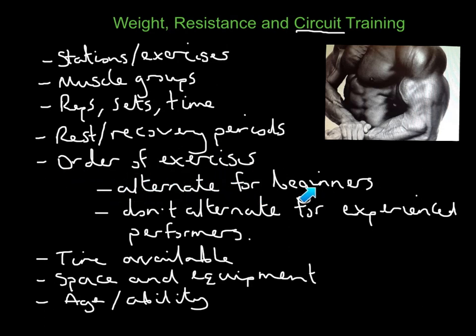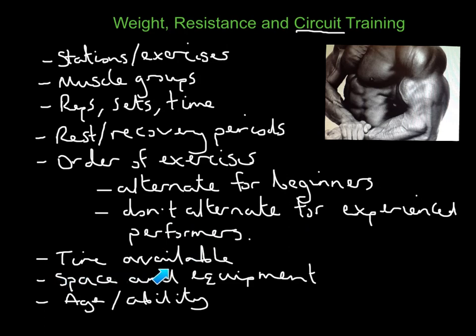You can order the exercises in 2 ways. If you've got beginners, you can alternate it. Now what we mean by that is you could do a station that works the arms and then move on to one that works the abs and then one that works the legs and then back to the arms again. So that way those arms are getting 2 or 3 stations off before they've got to work again. That's great for beginners because it's giving them longer recovery. However, if you've got an expert or an experienced performer, don't alternate it. Hammer them. Do arms, arms, arms, legs, legs, legs, abs, abs, abs. And make them work harder like that because they want to improve their fitness to a greater standard.